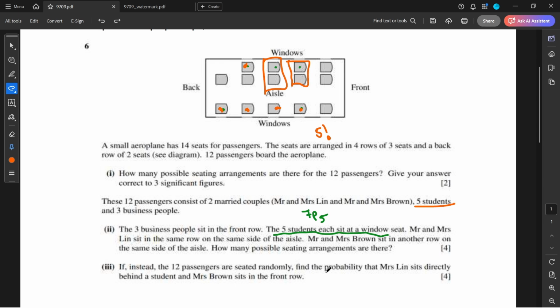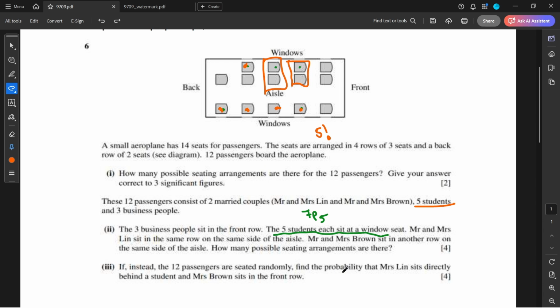They did not really find the probability, but simply found out the possibilities of ways in which Mrs. Lin can sit behind a particular student and Mrs. Brown sits in one of the seats in the front row. But the question was about the probability. Okay, so that is one of the common mistakes.